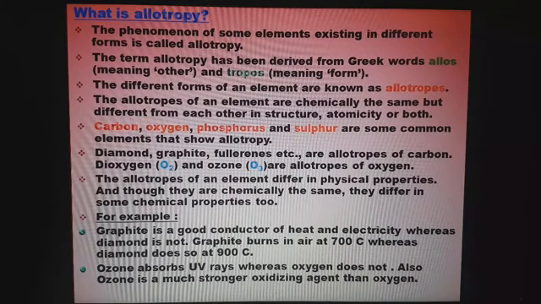So I think the allotropy concept is clear, and whatever topics we have studied today are clear to you all. Just revise this chapter and go through it. In the next class we are going to study the allotropes of carbon in detail.